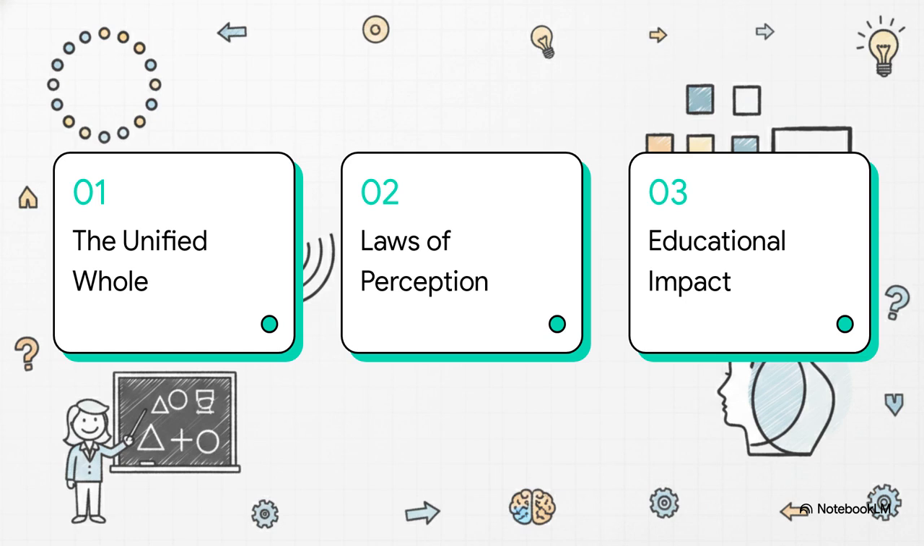Here's our roadmap for today. 1. The unified whole. 2. 4 laws of perception. And 3. Implications for education. And it's kind of funny, just by showing you this agenda right up front, we're actually already doing a Gestalt thing. We're giving you the complete whole picture before we zoom into the specific parts.